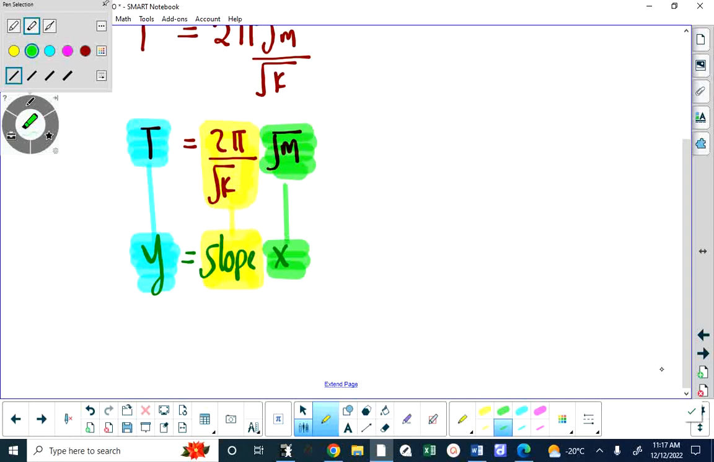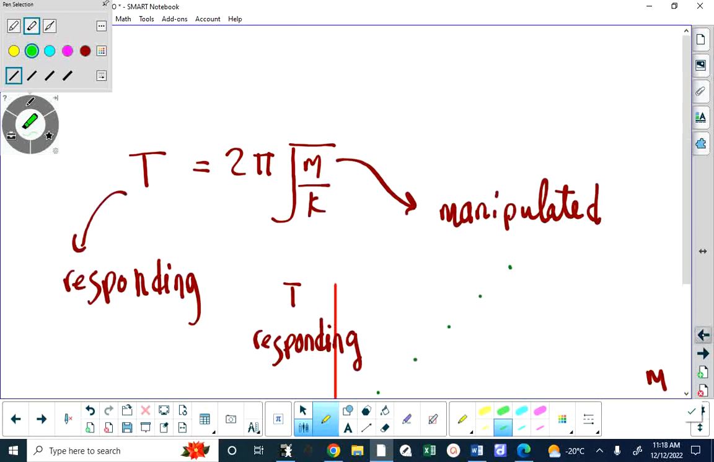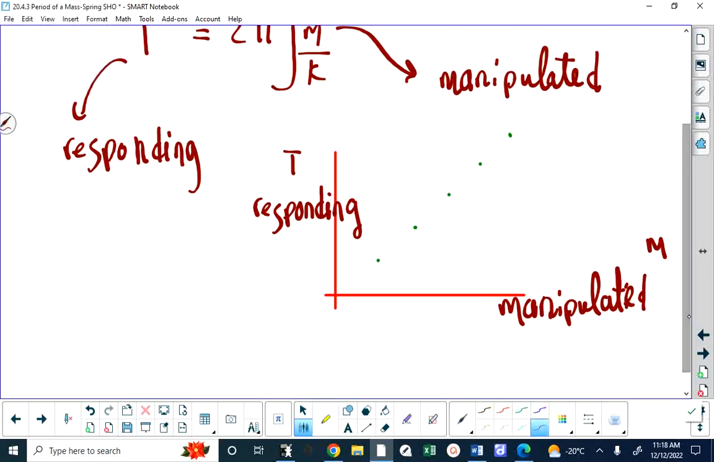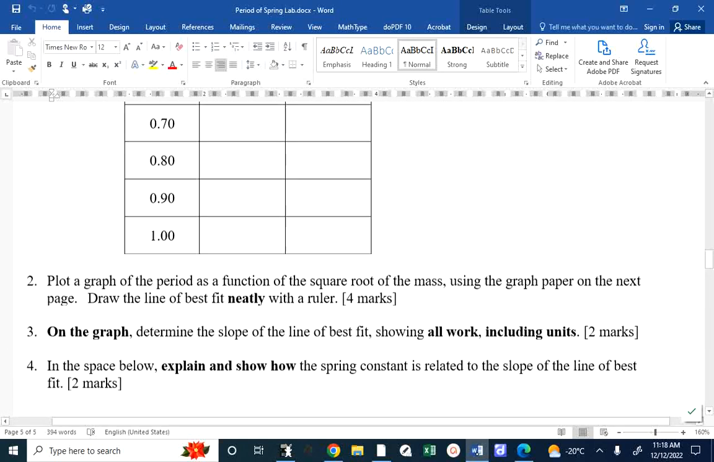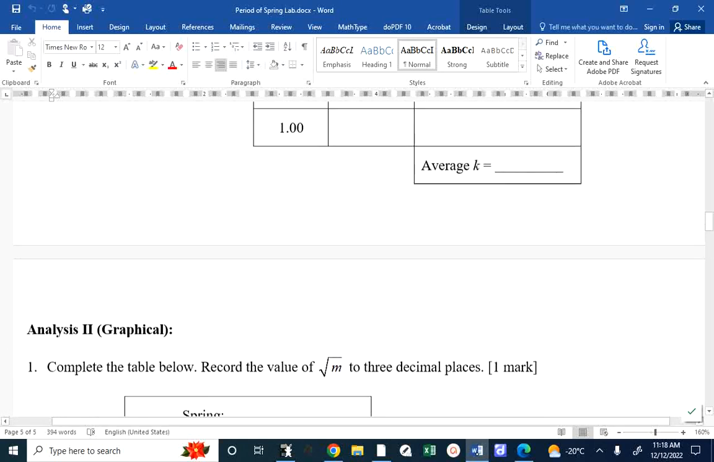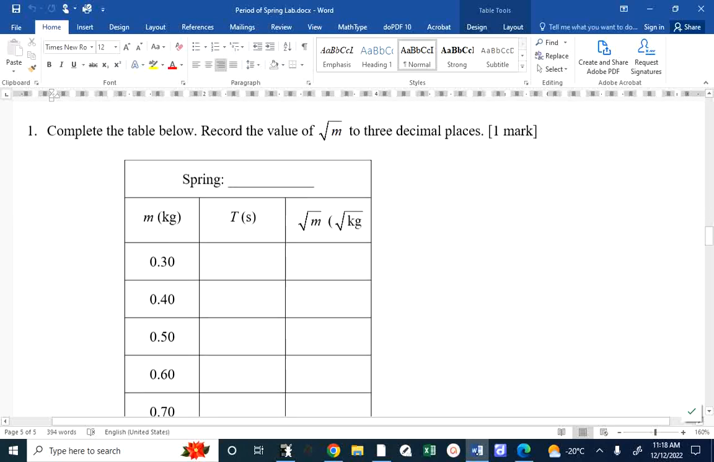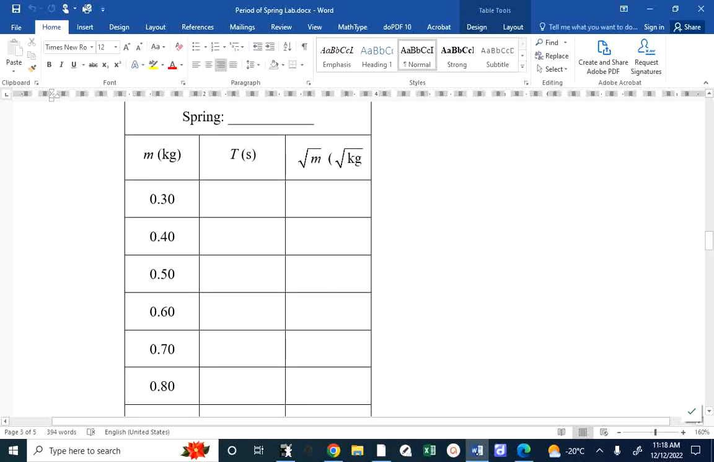What this means is that in order for you to get a straight line, you have to plot the square root of m here. If you don't plot the square root of m there, you will not get a straight line. So now if you take a look at your handout, for analysis 2, it says complete the table below. Well, we've got another column now. You're going to have your periods that you already know from the first part of the analysis, but then you're going to have to take your masses and square root them.